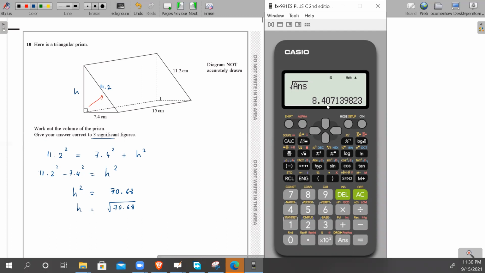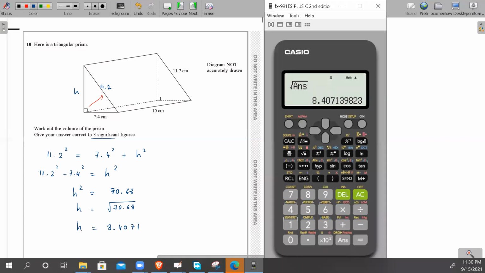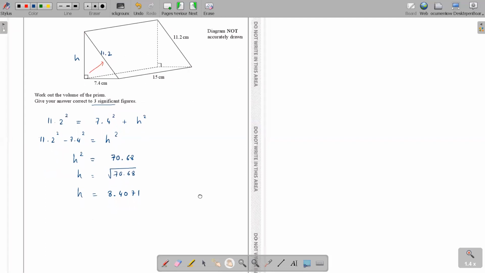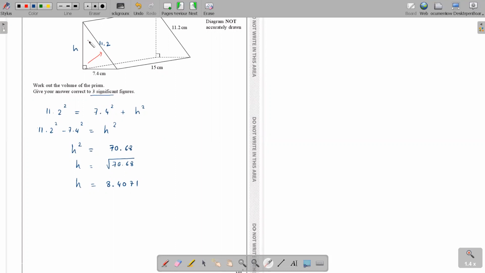Okay, so 8.4071 is what I will be using for h. h equals 8.4071. So I wrote around 5 significant figures here. The more figures you write, the safer you are anyway. So 5 SF should be more than enough to save us. Okay, so I have my height in my right angle triangle. So now it's time to get the volume.